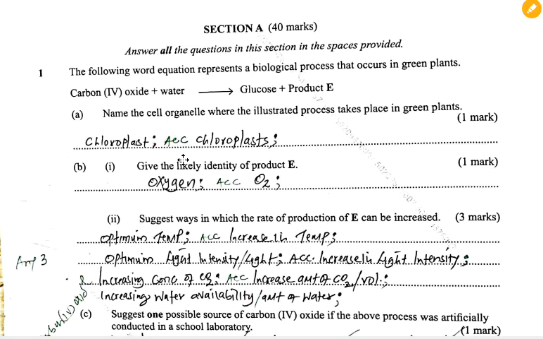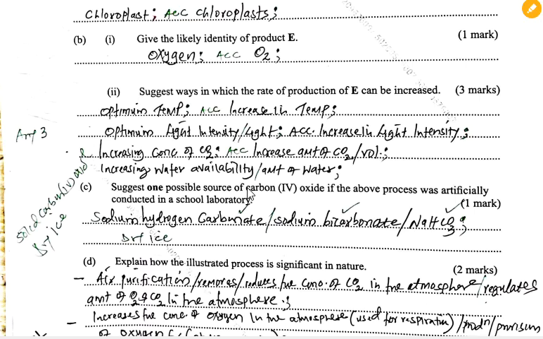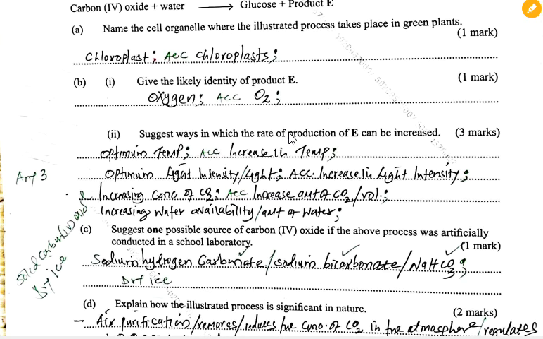And when writing oxygen, please avoid the chemical symbols. We give the full name, which is oxygen. Roman 2, suggest ways in which the rate of production of E can be increased.